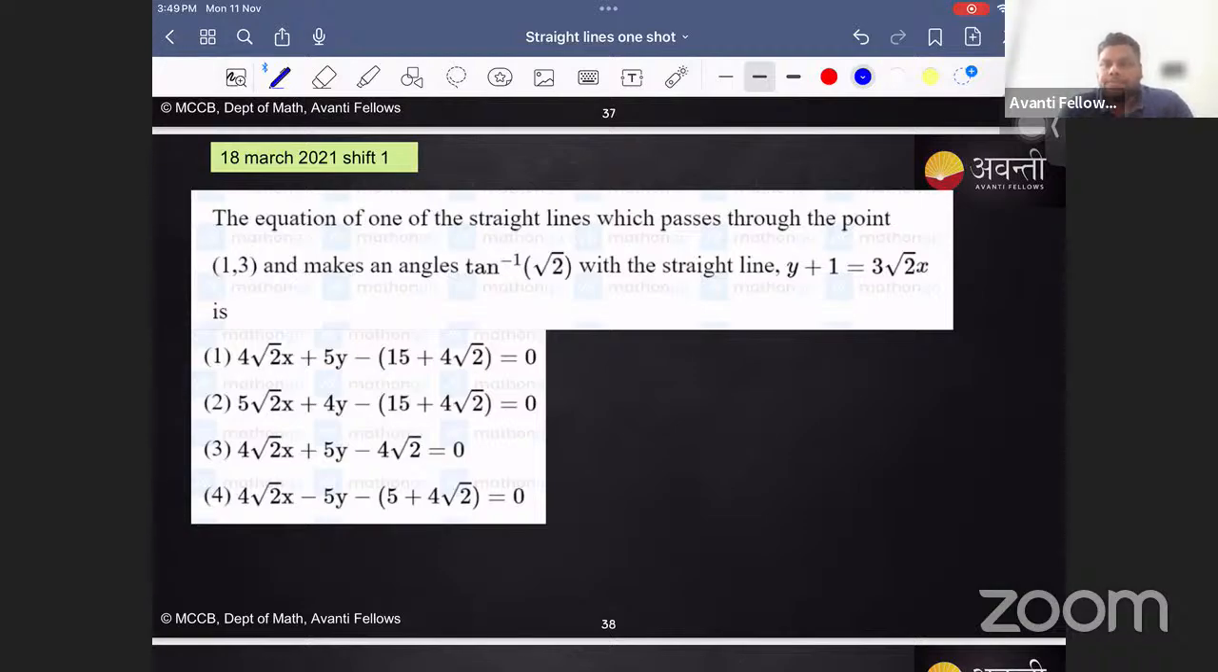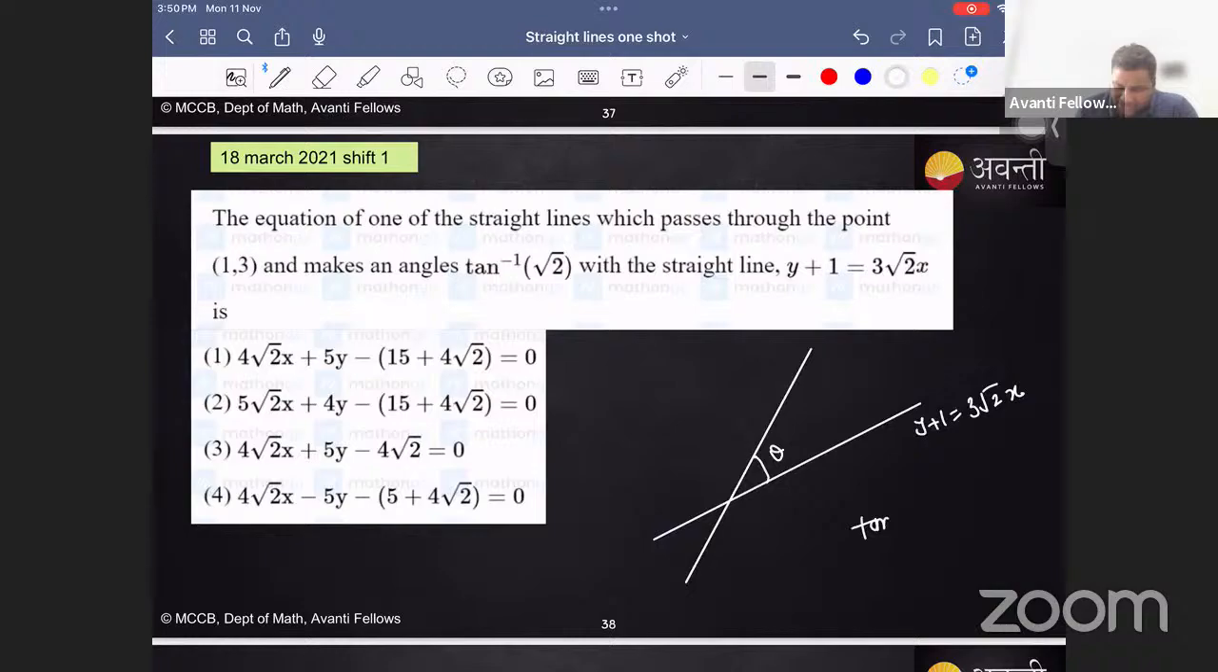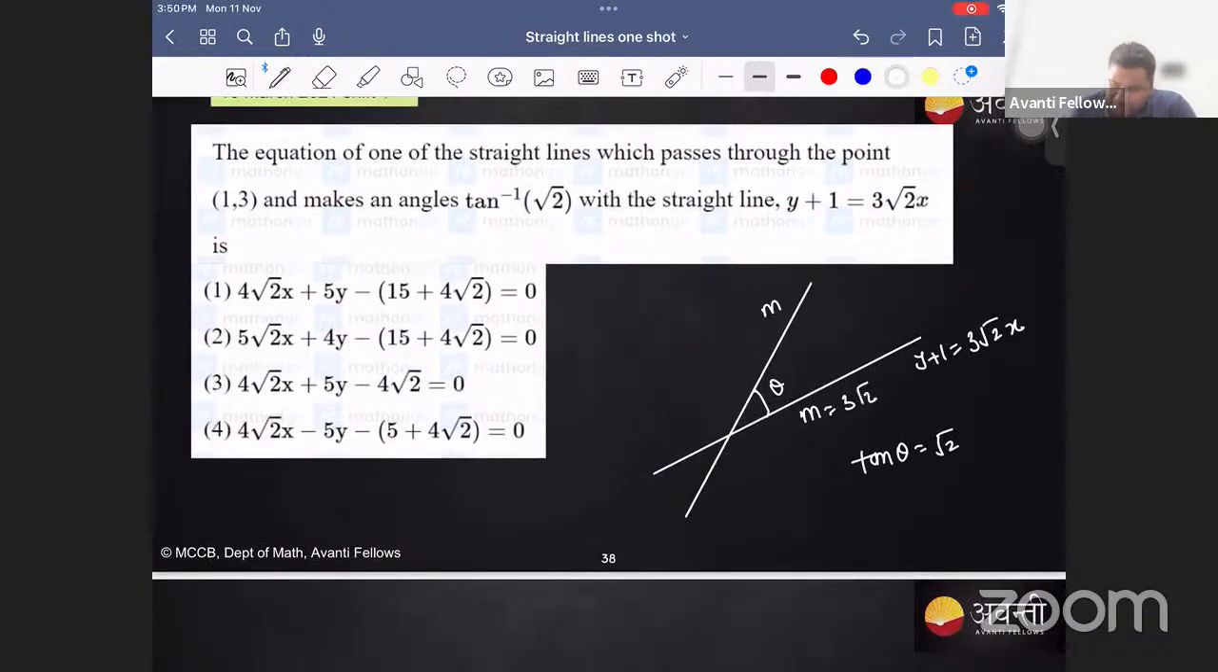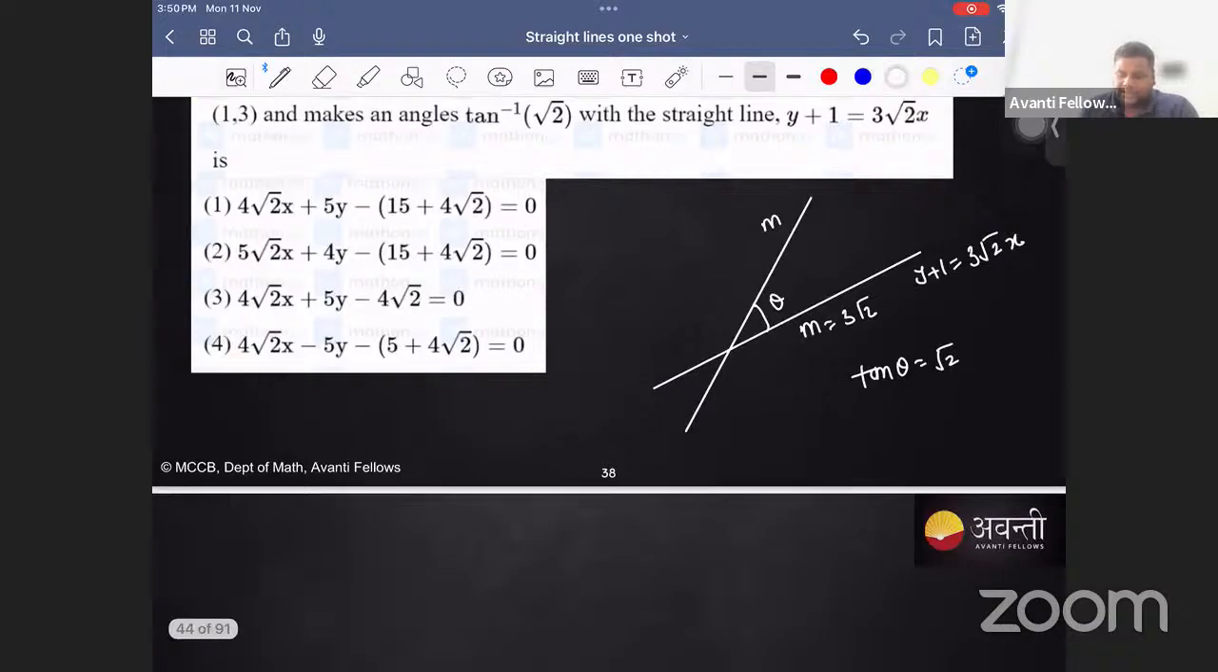All right. See, equation of one of the straight lines which passes through the point (1, 3) makes an angle. See, this is the line y plus 1 is 3 root 2 x. Alright. Now, definitely there will always be two lines which are making this angle theta, where tan theta is root 2. Let us assume this slope is m. Alright. Now, its slope is what? 3 root 2.